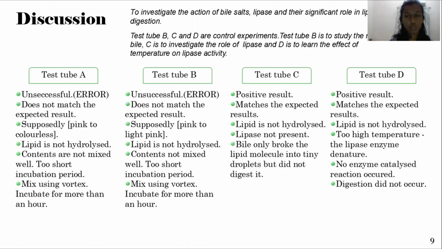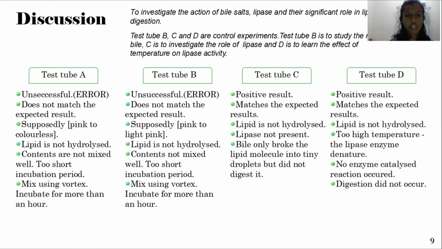Now, analyzing test tube B. Test tube B was also unsuccessful. We have found an error in the experiment, and it does not match the expected result. Supposedly, the pink color of phenolphthalein must change into light pink. Here, the lipid is not hydrolyzed. But why do we expect pink to change to light pink?